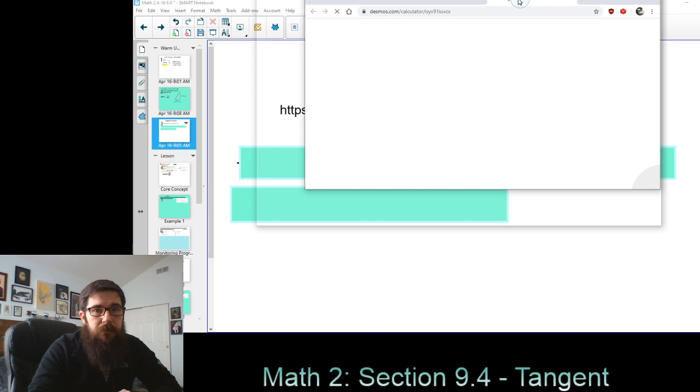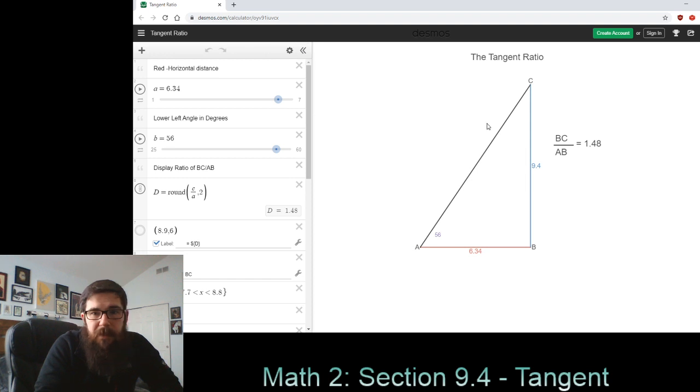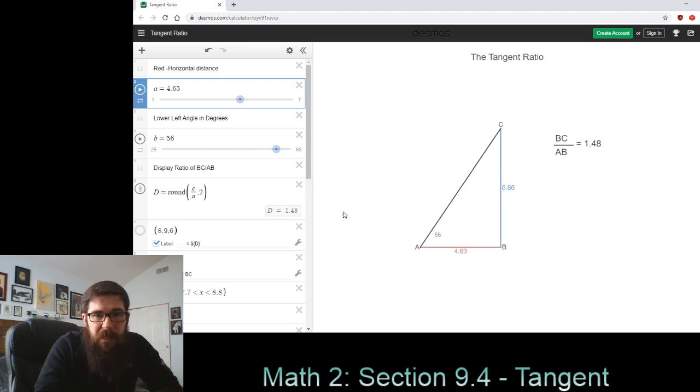So what I'm loading here is basically a triangle that's been built, okay? There are two different sliders, this A and this B value, where I can change them. A is going to change, as I play it, what it's really doing is changing one of these side lengths here, okay?